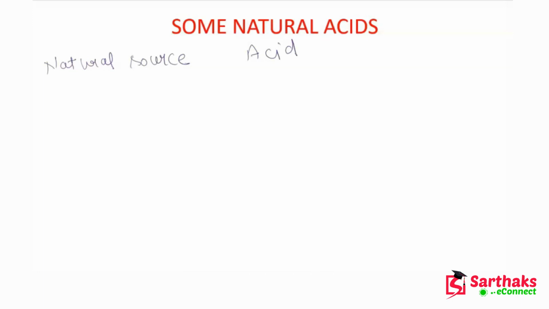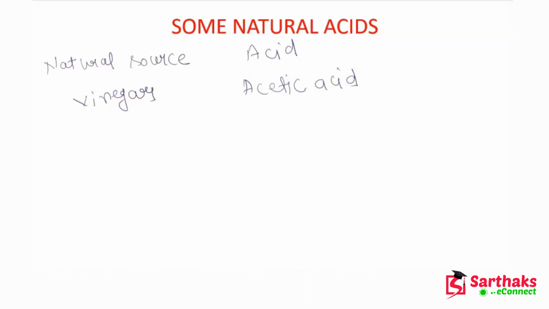So the first type of acid is acetic acid. Now guys, you tell me, is it a strong acid or is it a weak acid? I had just told you one slide before that this is an example of a weak acid. So the source of this acid is vinegar. It is found in vinegar. You might have heard about this vinegar.